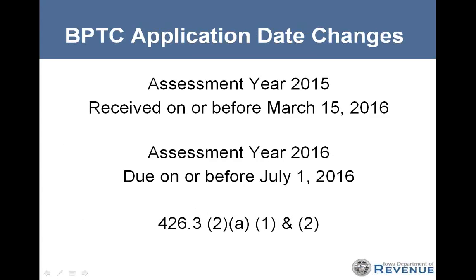So let's take a look. What we've got going on right now is that you received the applications for assessment year 15 on or before March 15th of this year. So this is all coming to you right now. And then we have a change in the code that occurred last year so that starting on July 1st of 2016, you will be receiving applications for assessment year 16. And going forward, you will be receiving applications on or before July 1st of each assessment year.